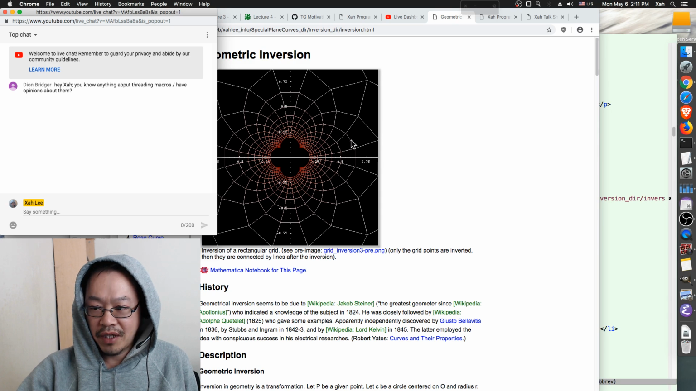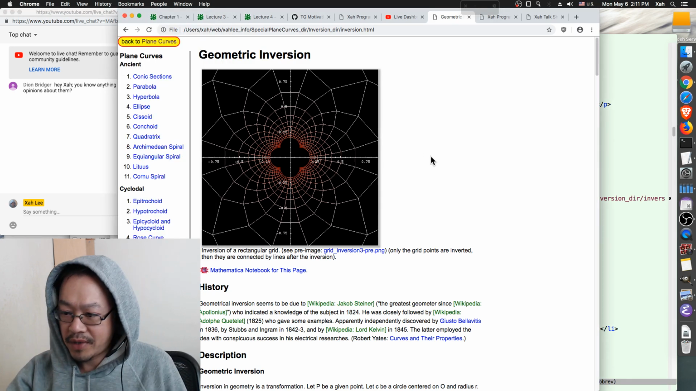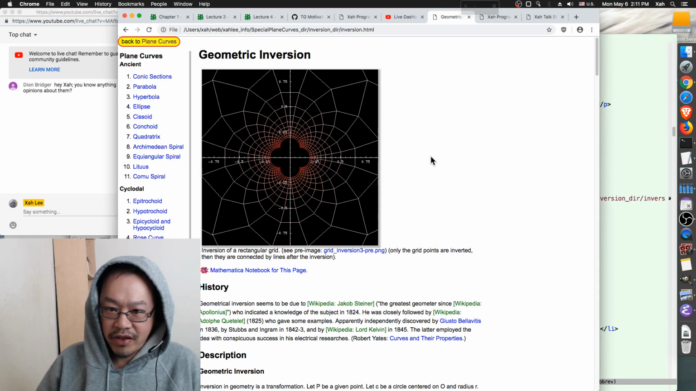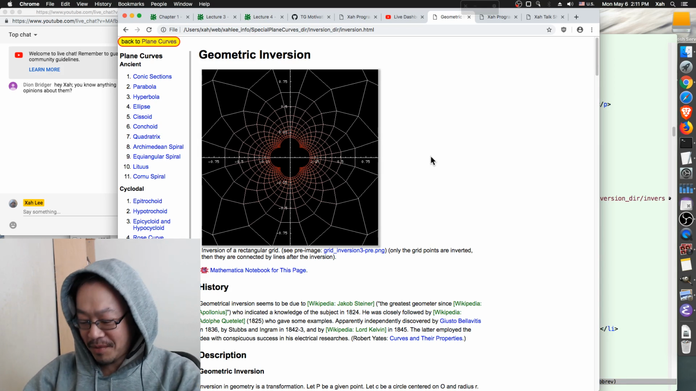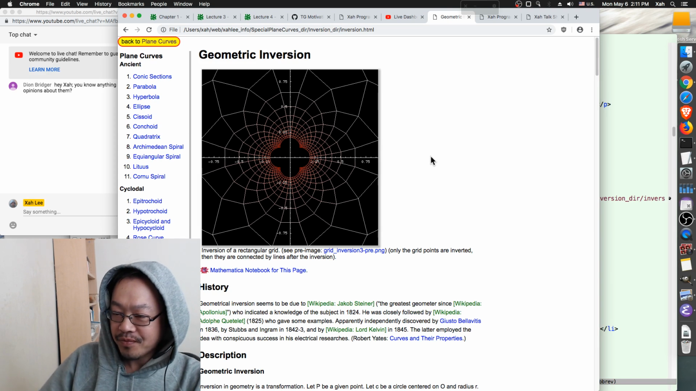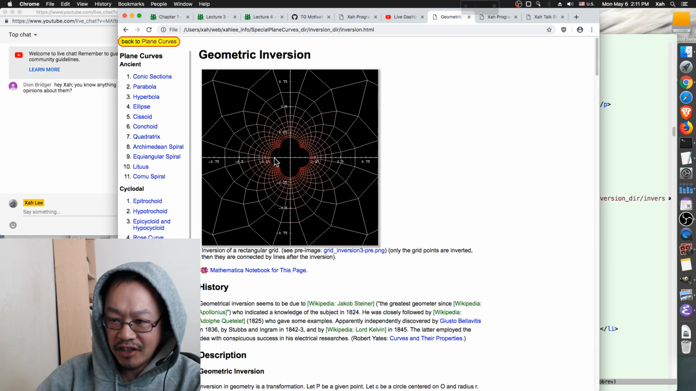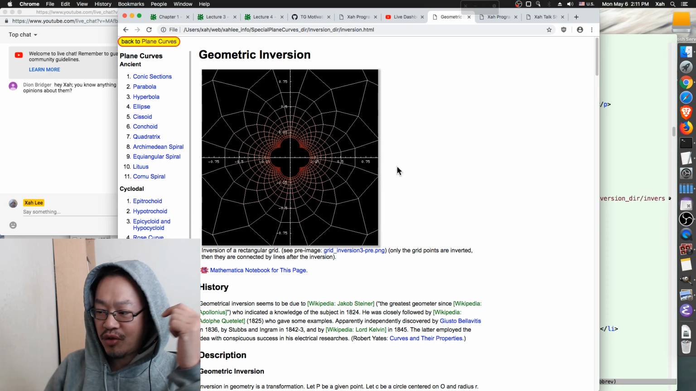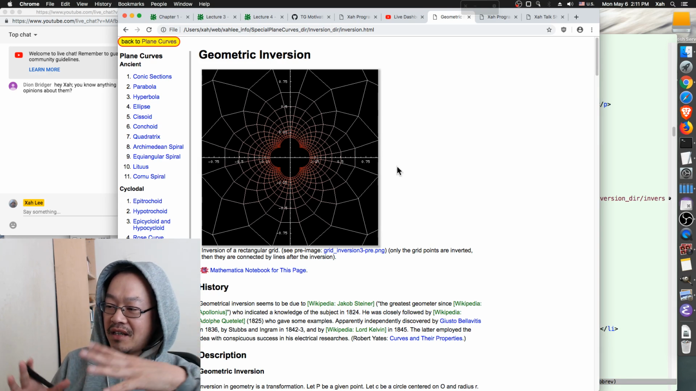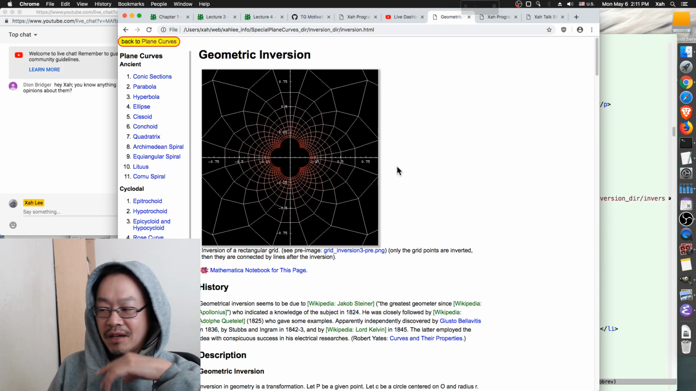But today we're going to focus on math, geometry and math. This is going to be maybe an hour. So let's talk about geometric inversion. Geometric inversion is a transformation.